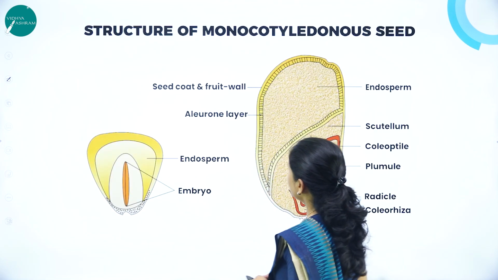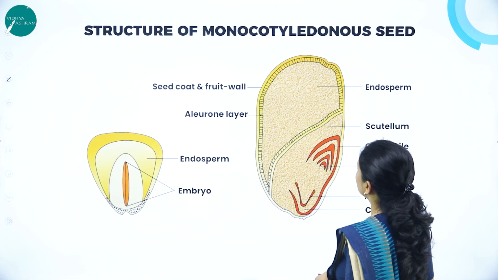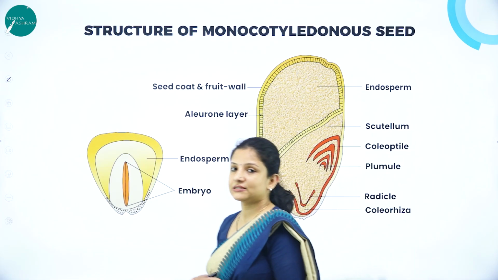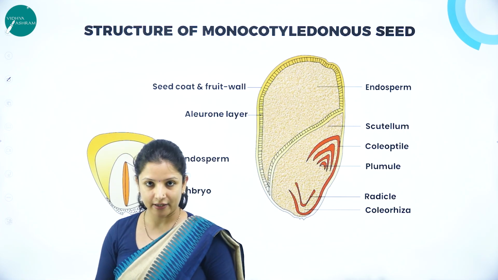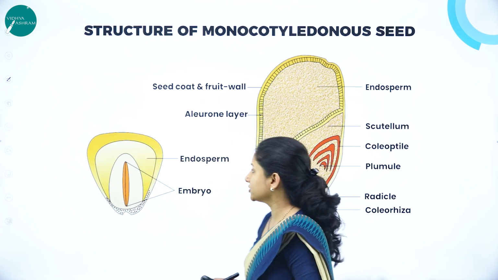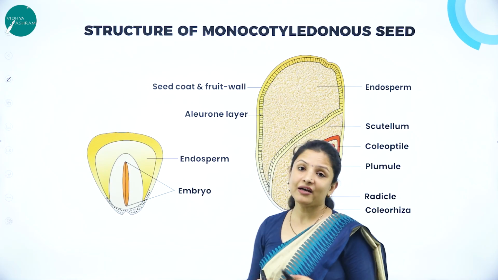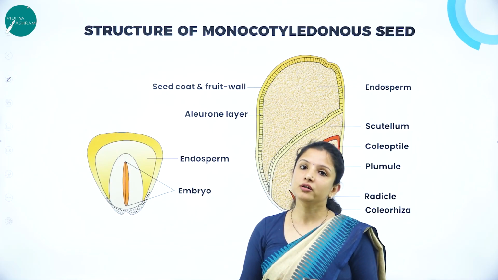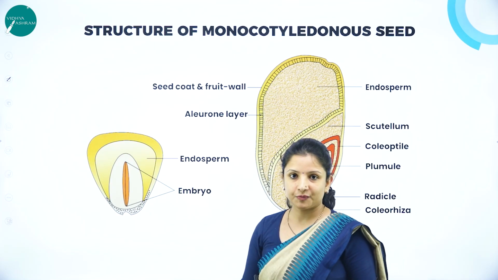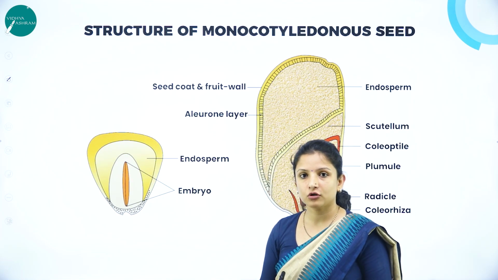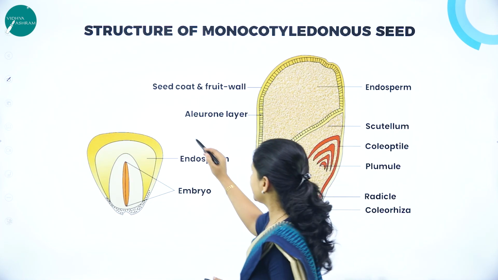So moving further, let's study the structure of a monocotyledonous seed. So far we studied the structure of a dicot seed. Now the structure of a monocot seed. Monocot seeds are endospermic. Almost all the monocot seeds are endospermic. But there is only one monocot seed which is non-endospermic. That is orchid.